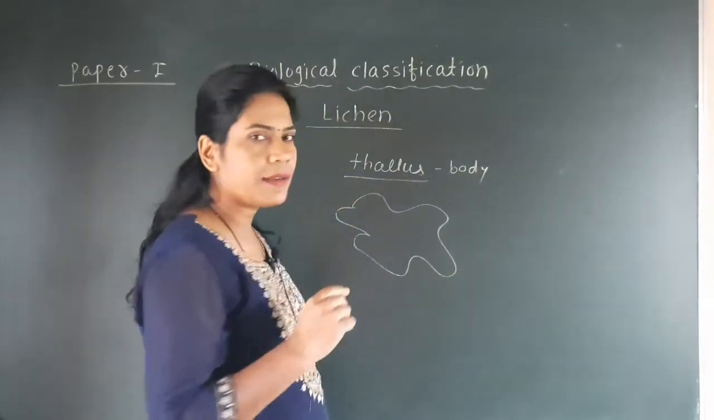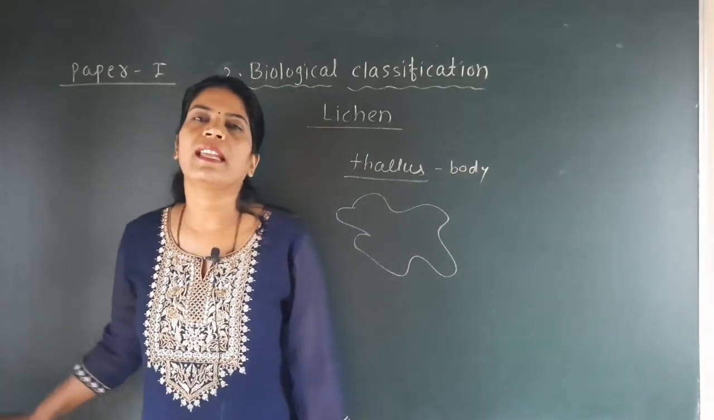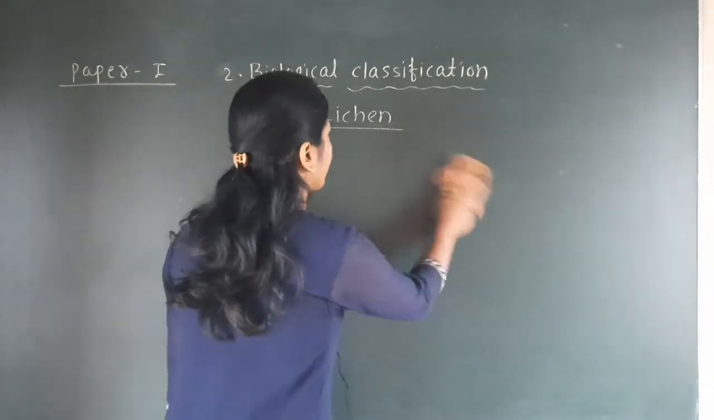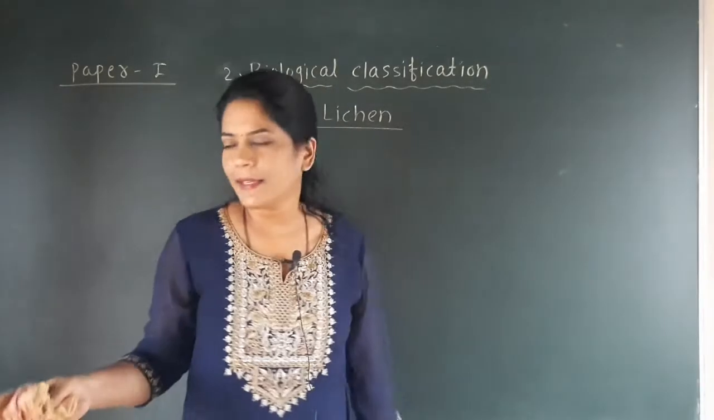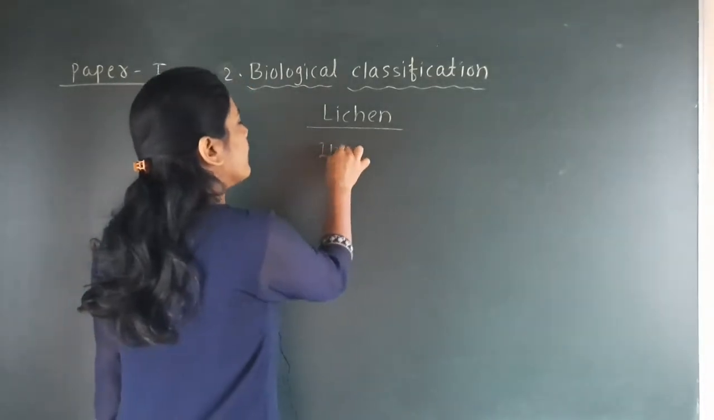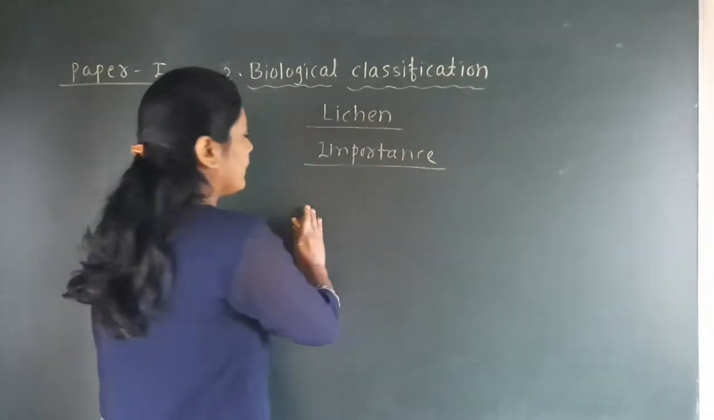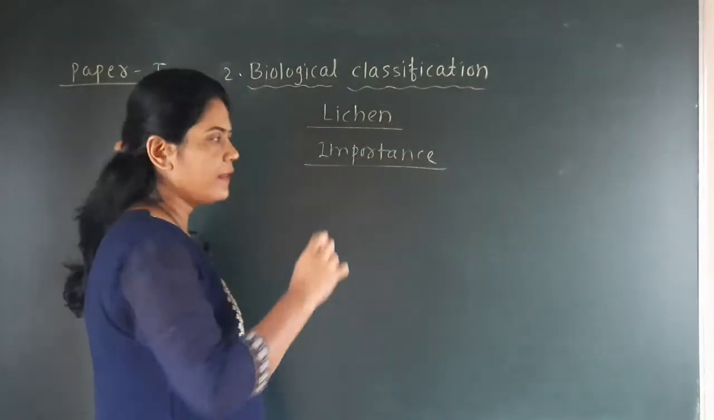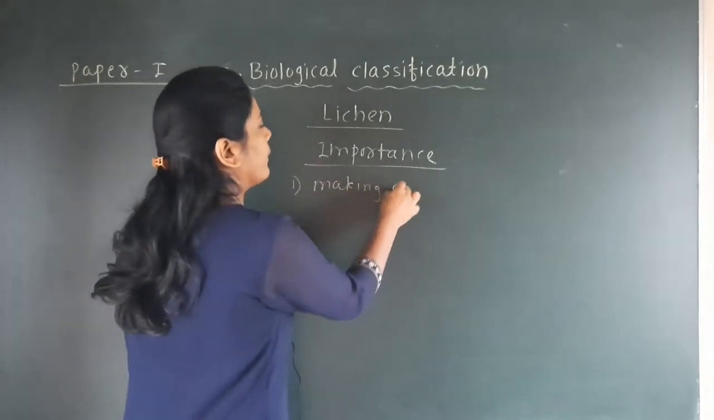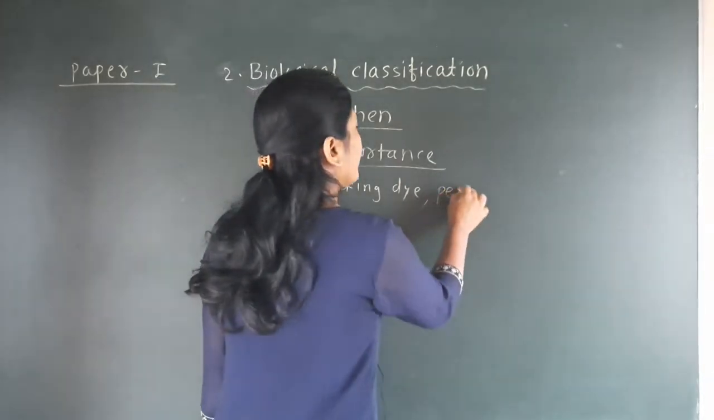And which are these importance? That is, the lichens are useful to the human being in various ways. And which are these ways? Lichens are important because they are used for various purposes. They are used for making dye. They are used for making perfumes.